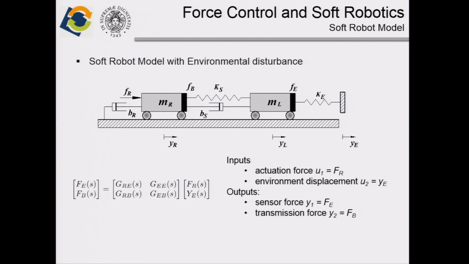Here we have a model of a soft actuator with the environment, and we can consider two inputs. One is the actuation force, and the other one is the environment displacement. Actually, the actuation force is the real input of the system we have, and the environment displacement is a disturbance more than an input. And as output, in this problem we are considering the external force acting on the link side, and the transmission force that is acting on the transmission of the motor side.